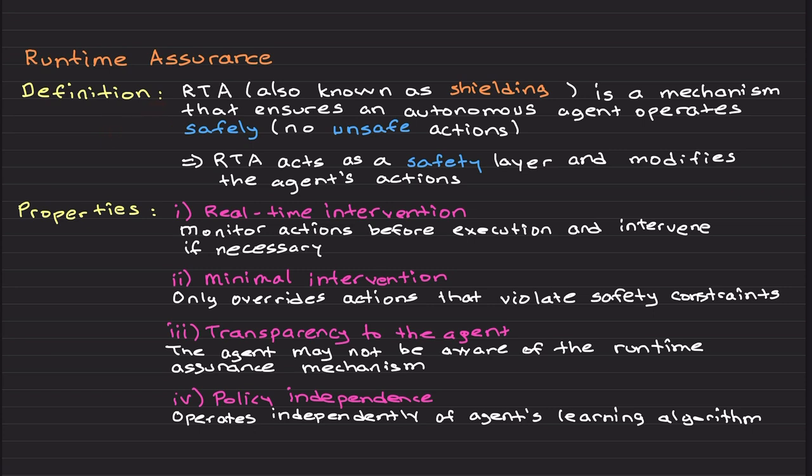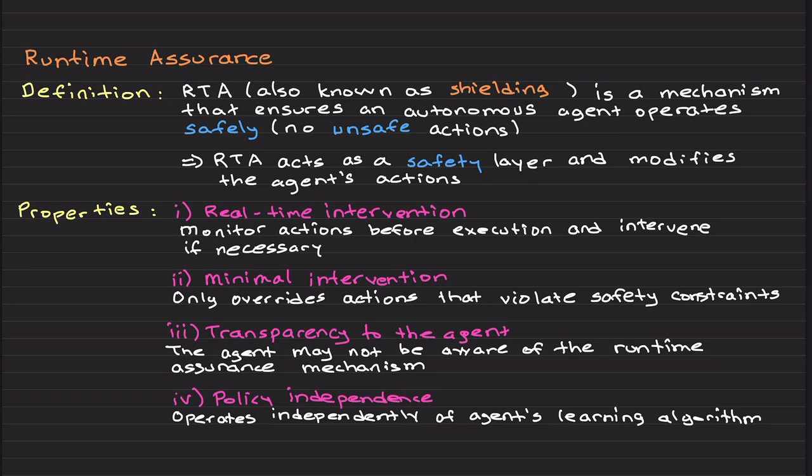RTA stands for runtime assurance, also known in the computer science literature as shielding. It is a mechanism that ensures an agent operates safely. Basically, it is a mechanism in the background, sometimes called the secondary controller's safety mechanism. It acts like a safety layer in the background and modifies the agent's actions if they are not safe.